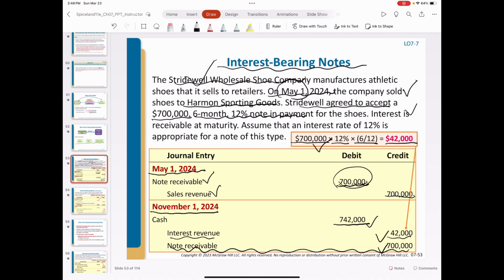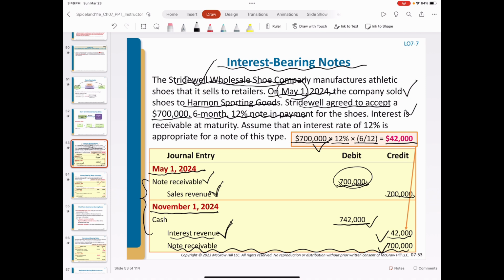So for the seller, it recognizes the interest revenue. These two journal entries also show us that the seller, this wholesale shoe company, makes money from the sales of goods and also from these lending activities. So that's what I said. This company plays a dual role. One is the seller of goods. The other is creditor.